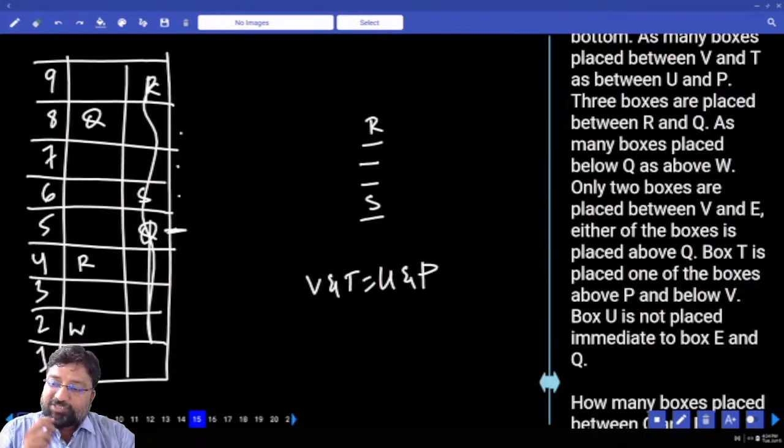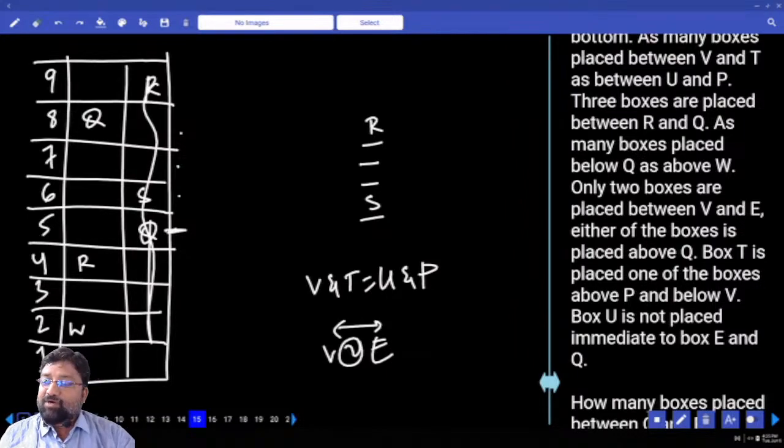As many boxes placed below Q as above W. Only 2 boxes are placed between V and E. 2 boxes are placed between E and V. Either of the boxes, E or V, is placed above Q.